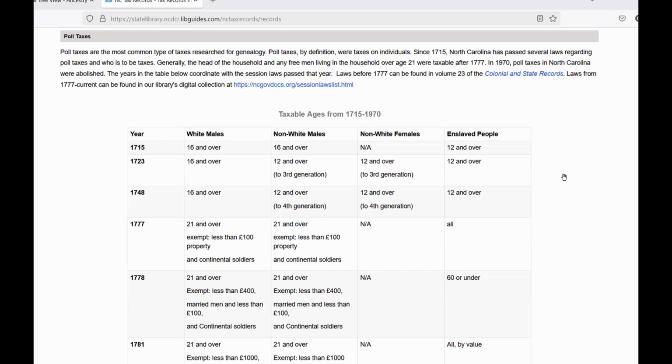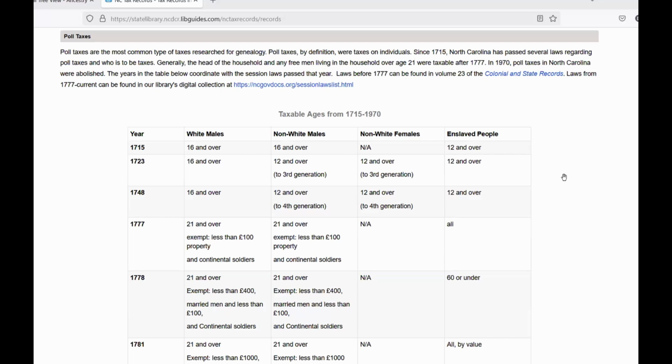So if you want to know what happens after 1777, you can click on that colonial and state records and it will take you to those books that we were talking about earlier, that you can read the actual law and see for yourself what it says. So laws before 1777 to now it's a different link, but you're still getting the same basic idea, North Carolina government docs. And it's interesting to see.